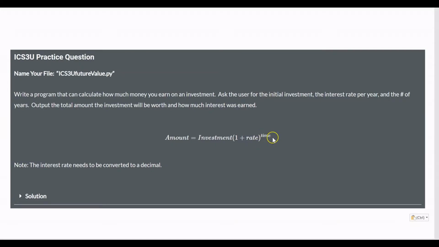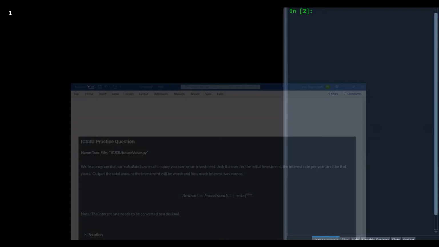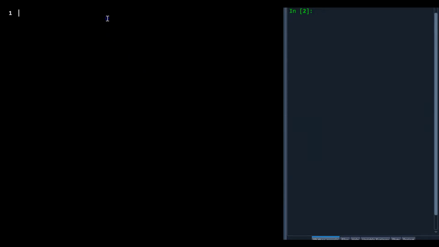And then we need to know how long we're going to invest that money for. We'll assume that's just going to be an integer value for the number of years the investment is going to be. So the interest rate will be the interest per year, and then the time will be in years, so that all the units work out together. So let's go to our IDE and we can solve this problem.